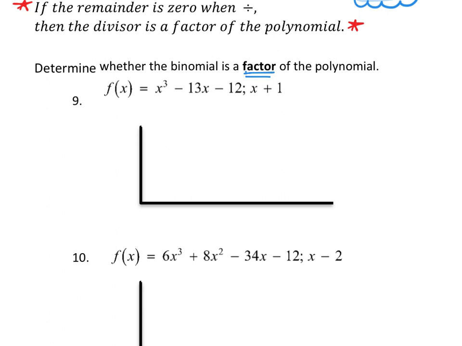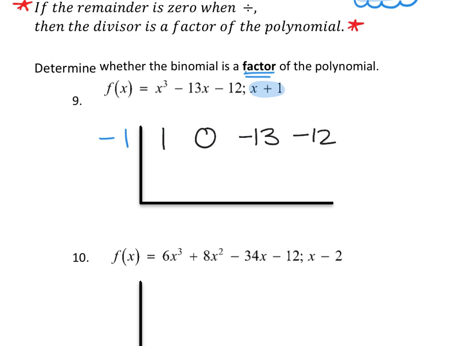So let me show you an example. First things first, if we were to set up synthetic division to decide whether this binomial x plus 1 is a factor of the polynomial, we would use the k value of -1. Remember, it's the opposite of the binomial for k, for the house number. And we grab all of our coefficients. We have a coefficient of 1 in front of x cubed. We're missing the x squared term. Then we have -13 in front of x and -12 at the end.